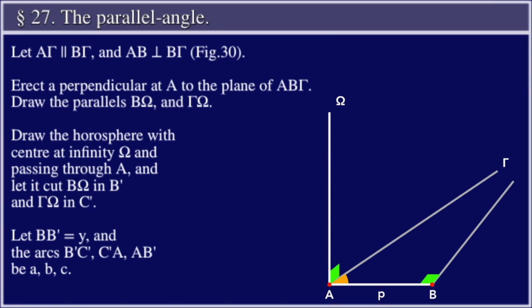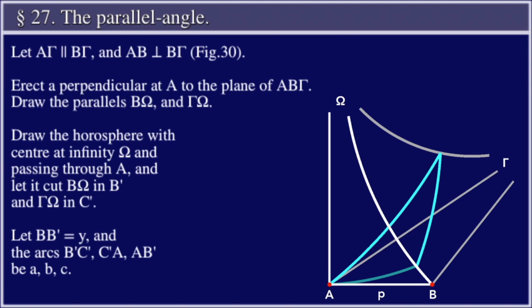Erect a perpendicular at A to the plane ABγ. Draw the parallels Bω and γω. Draw the horosphere with center at infinity ω and passing through A, and let it cut Bω in B' and γω in C'. Let BB' be equal to y, and the arcs B'C', AB', C'A be labeled a, b, c.